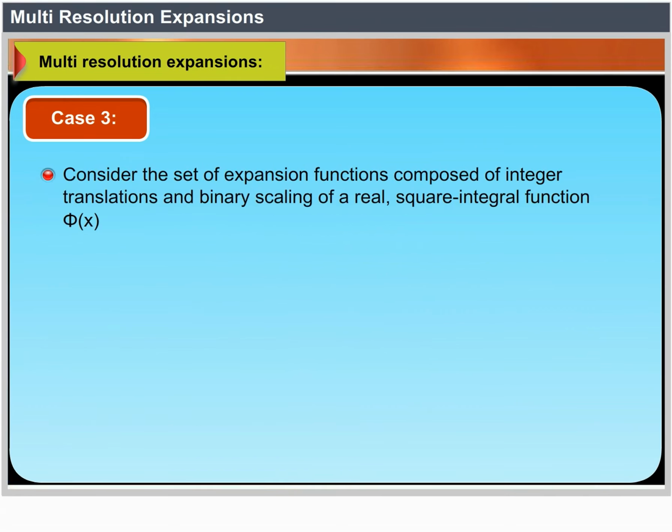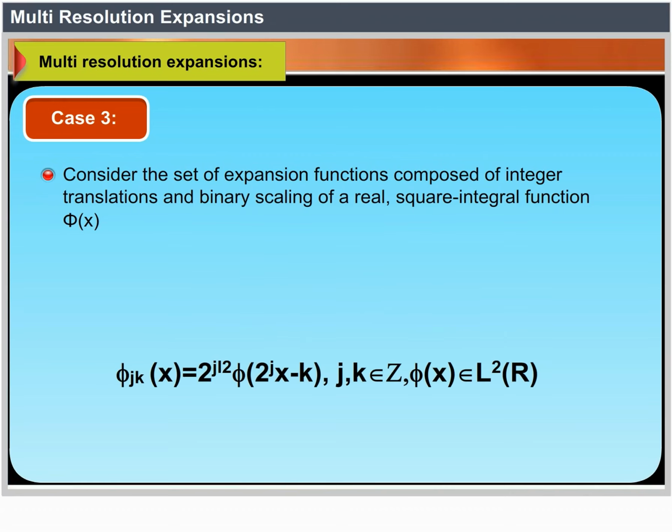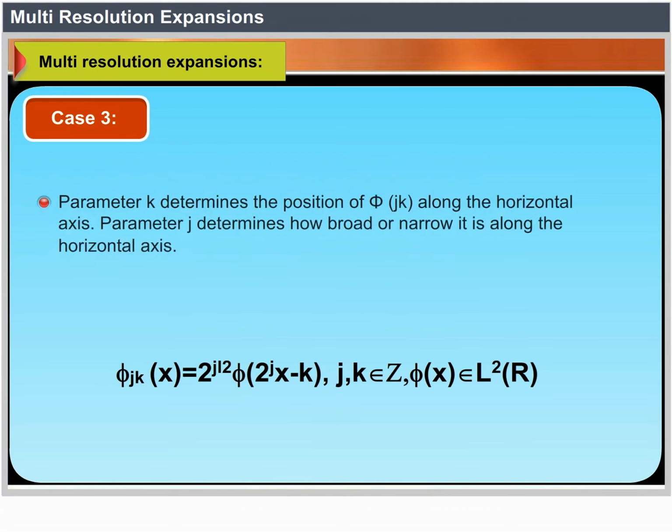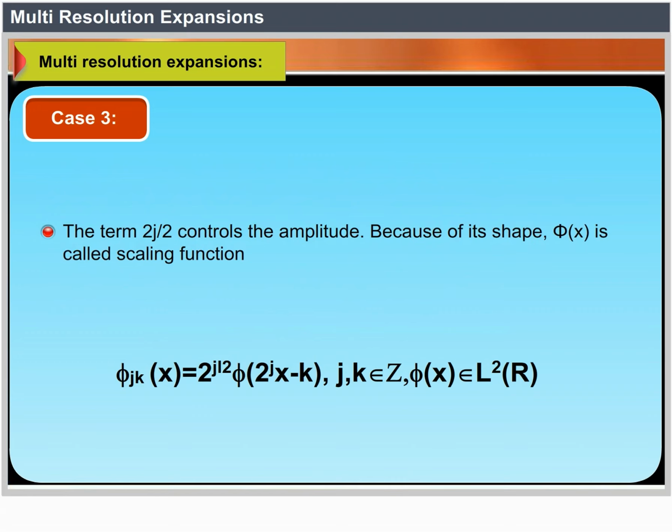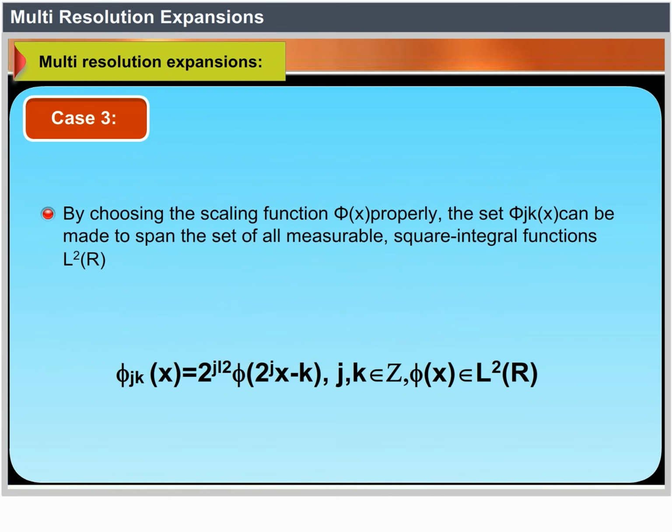Consider the set of expansion functions composed of integer translations and binary scalings of a real, square-integrable function phi of x, as shown on the screen. Parameter k determines the position of phi j,k along the horizontal axis. Parameter j determines how broad or narrow it is along the horizontal axis. The term 2 to the j over 2 controls the amplitude. Phi of x is called a scaling function. By choosing the scaling function phi of x properly, the set phi j,k of x can be made to span the set of all measurable, square-integrable functions L squared R.